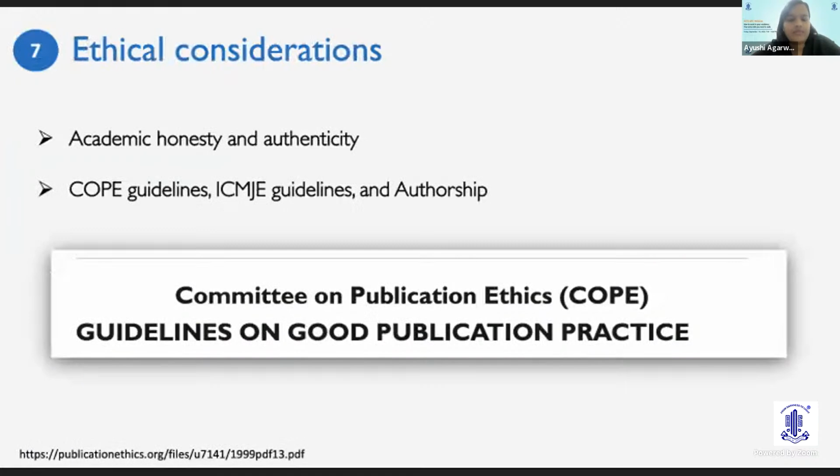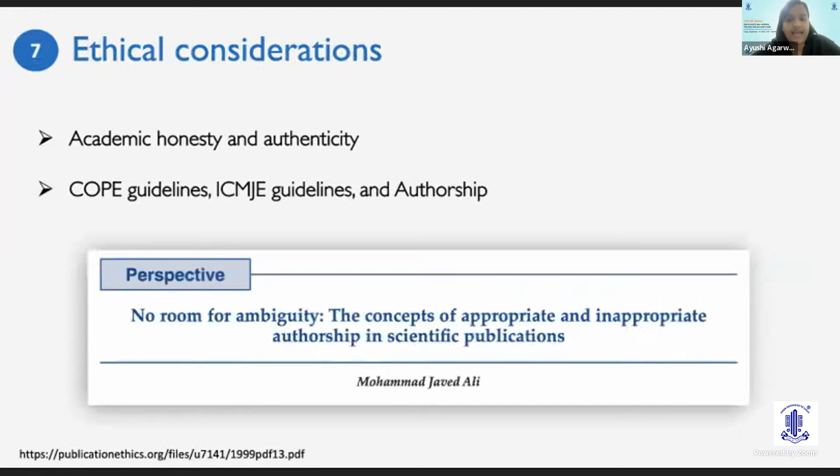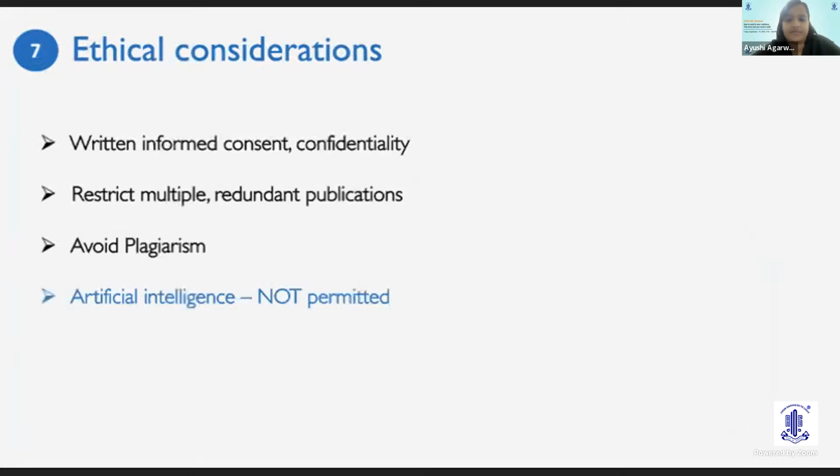Now, one of the most important things is the ethical consideration when you write. A case report should always be authentic and genuine. Do not fabricate ideal outcomes. We have what are called COPE guidelines, the Committee on Publication Ethics, which define the best practices in the ethics of scientific publication. This is one of the highly recommended reads published in IJO by Professor Javed Ali. It has everything you need to know about authorship in scientific publications.